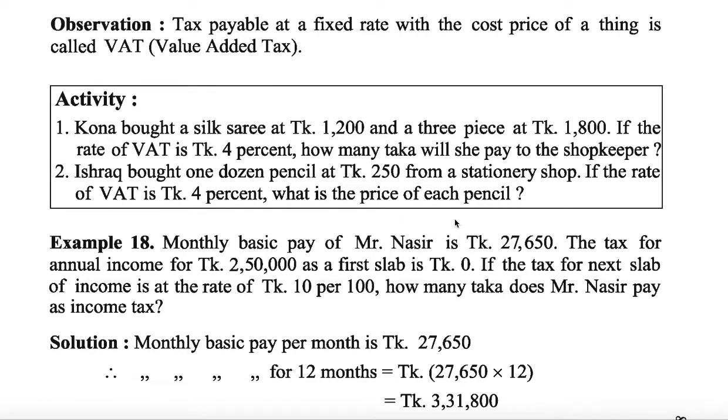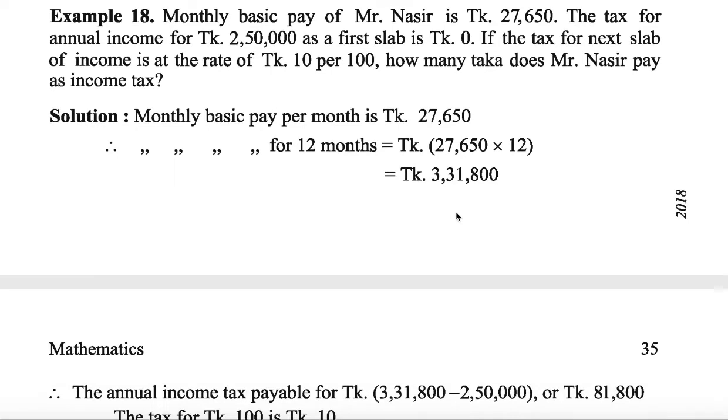The activity problems you have to do on your own. Monthly basic pay of Mr. Nazir is 27,650 taka. The tax for annual income of taka 2,50,000 as a first slab is 0. If the tax for the next slab of income is at the rate of 10 taka per 100, how many taka does Mr. Nasir pay as income tax?